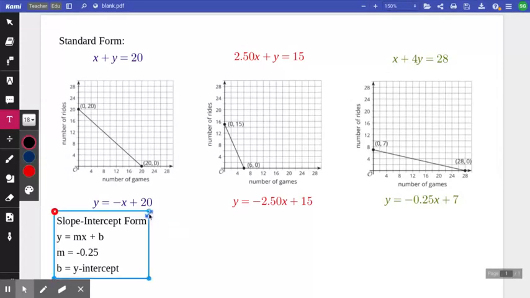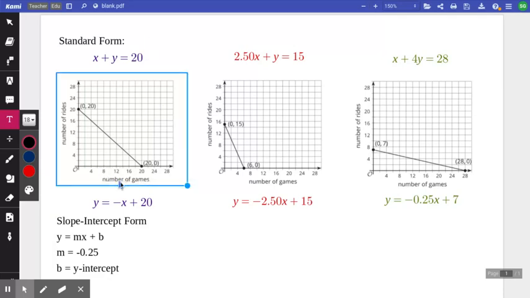Well, remember how we got these second equations. We got these second equations by rearranging this first equation. Because they're coming from rearranging the standard form, these equations down here, which are in slope-intercept form, are equivalent to these first ones. You can rearrange an equation to get an equation that looks different. These equations certainly look different, but they represent the same scenario.